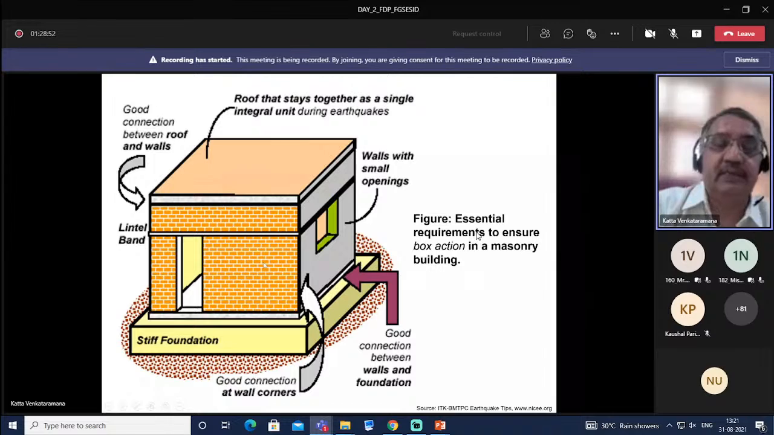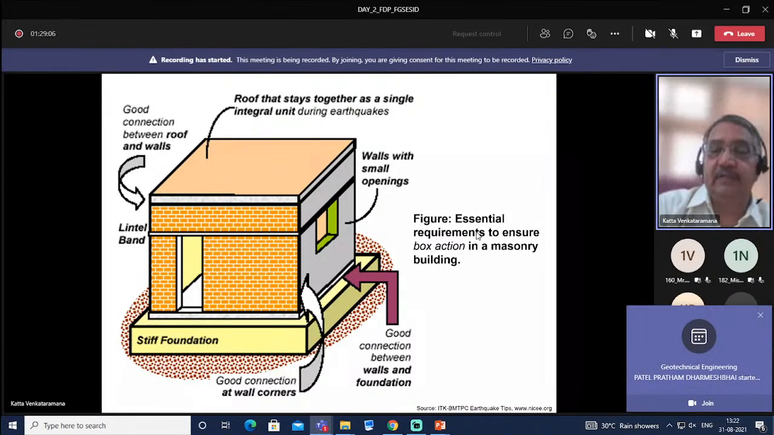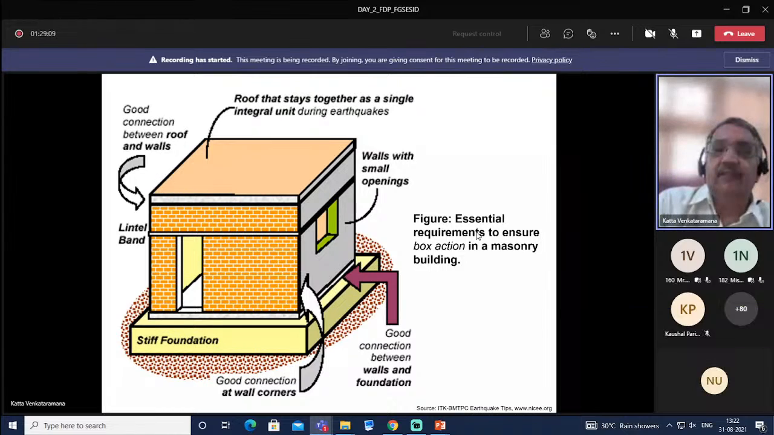By providing these wooden beams, or what we call bands, wooden or RCC beams at particular intervals, and by a good connection between roof and wall, we can increase the earthquake resistant features. This figure shows essential requirements to ensure box action in a masonry building: walls with small openings, good connection at the wall corners, good connection between walls and foundation, and of course plinth band and lintel band.